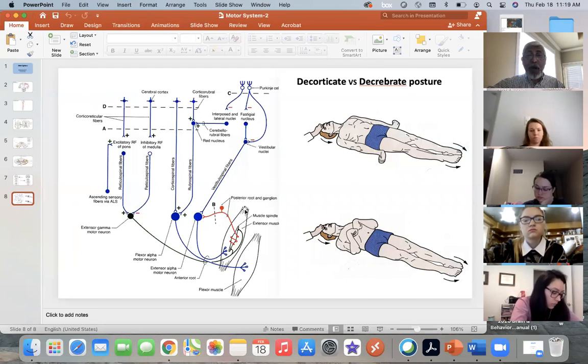Now, vestibulospinal is doing too much unopposed, and reticulospinal is unopposed. That is causing very severe contraction of all your limbs. That will give you a posture like this. We call it decerebrate posturing.